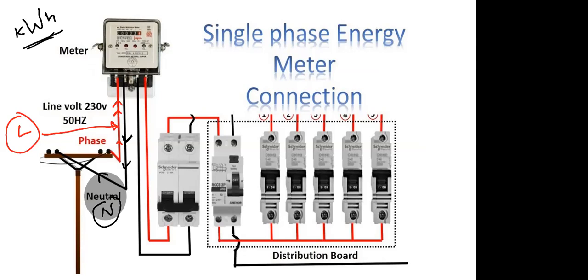The main unit of electricity consumption is the kilowatt hour. K simple, W capital, H simple. Be careful, in MCQs they can ask the unit of electricity consumption or the unit of measuring electrical energy: kilowatt hours. Next one.